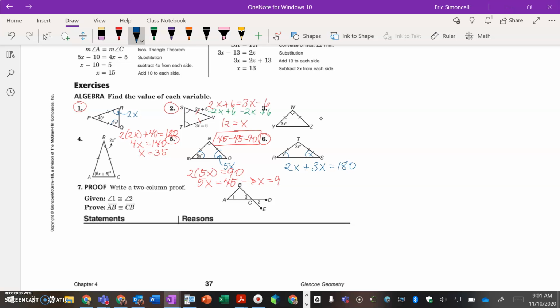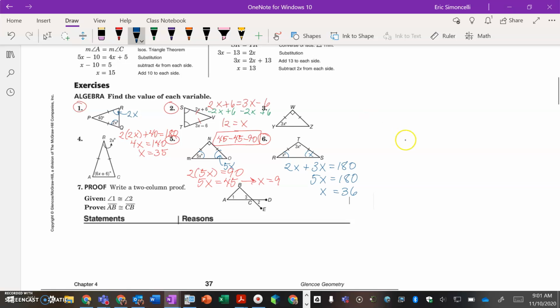Okay, if we finish this, we've got 5x equals 180. And of course, if we divide both sides by 5, we should end up with x equals 36. Again, if you plugged in 36, you should find that all angles will in fact add up to 180. 2 times 36 plus 3 times 36 does in fact equal 180.